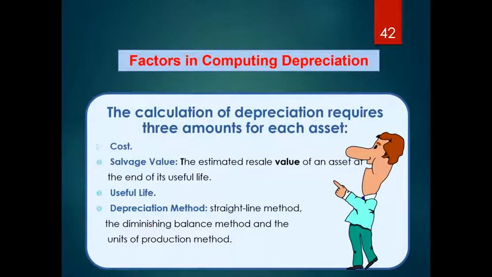factors in computing depreciation. Okay, the calculation of depreciation requires 3 amounts for each asset. First cost, salvage value, useful life, and depreciation method. So salvage value is the estimated resale value of an asset at the end of its useful life. Itulah salvage value. Useful life ni tahulah berapa jangka hayat asset tu. Depreciation method ada dua, itu straight line method and reducing balance method.